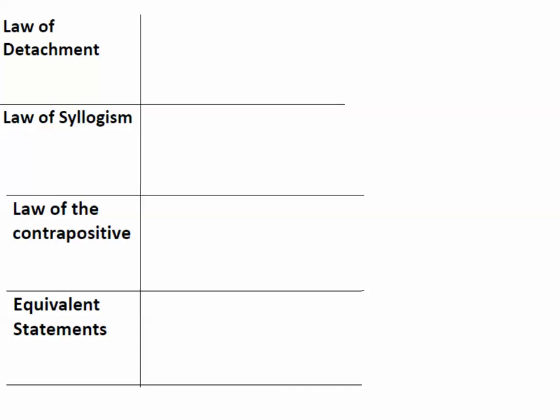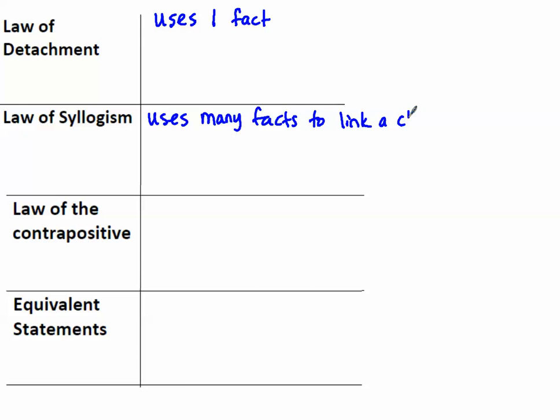Finally, the different types of laws we use in creating valid arguments. The law of detachment: think of it usually as using one fact, versus the law of syllogism, which uses many facts, or at least more than one, to link a chain of events. Now, using symbols, the law of detachment looks like this. We're given a fact, such as P arrow Q, if P then Q. Someone states the hypothesis, and we can conclude with the conclusion.